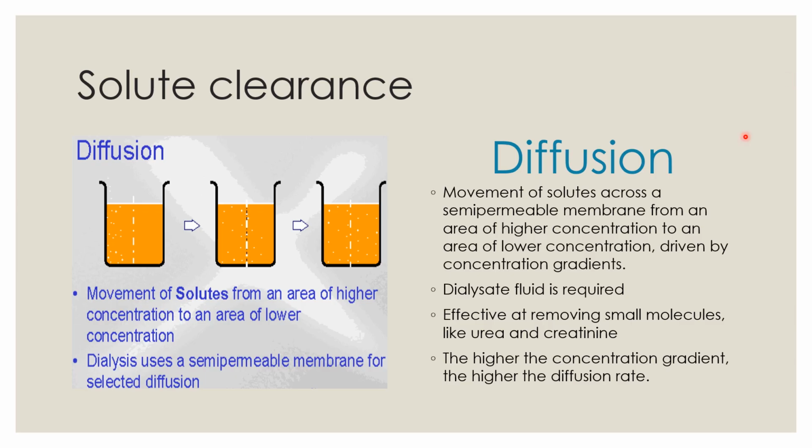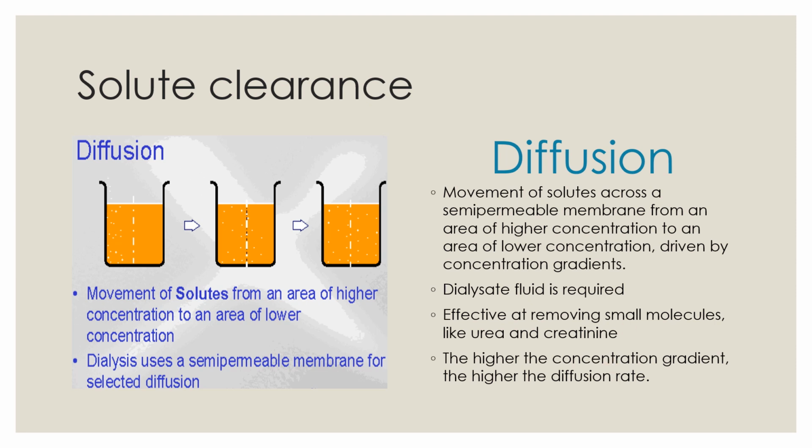Diffusion is effective at removing small molecules like urea and creatinine from the blood. Diffusion's effectiveness decreases as solute molecular weight increases. Since movement of solute occurs across semipermeable membrane from high solute concentration to low solute concentration, dialysate fluid is required. Small molecular weight solutes are easily removed by diffusion. The higher the concentration gradient, the higher the diffusion rate.